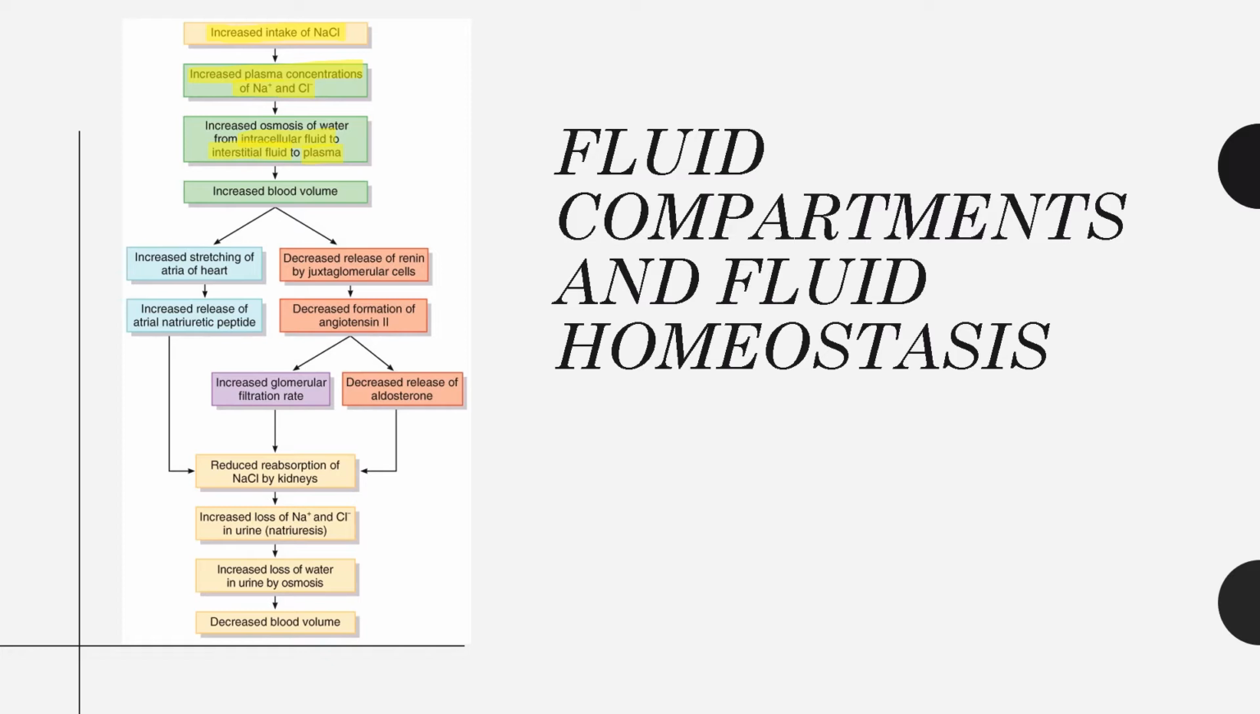So remember, water follows solutes. So we have this increase in sodium and chloride in the plasma. So then we're going to have this increase of osmosis from the intracellular fluid and then to the interstitial fluid and then to the blood plasma where those excess ions are. So this water movement is going to increase blood volume overall.